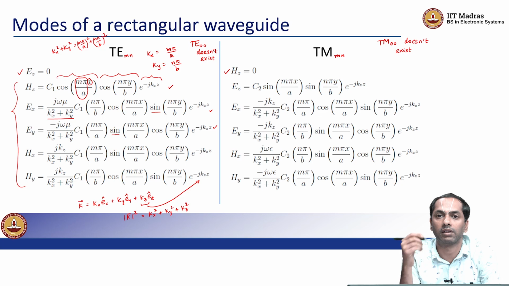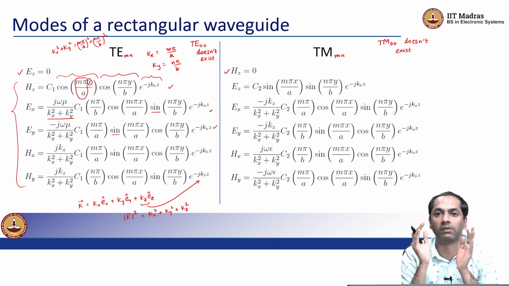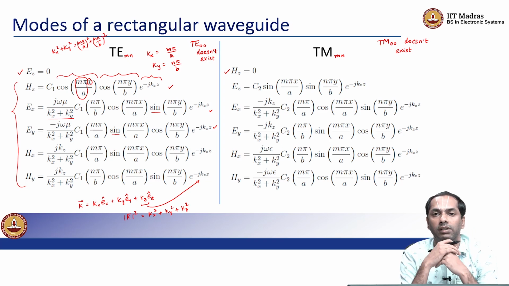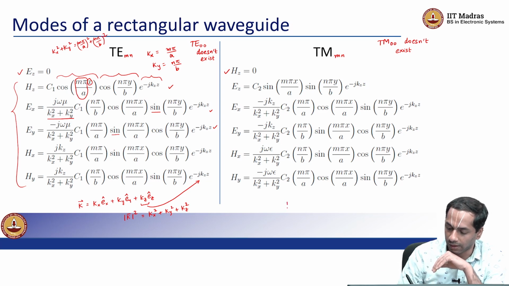So this is to say that I cannot have a plane wave equivalent solution like we did for the parallel plate waveguide of a plane wave going at grazing incidence, satisfying the boundary conditions. I cannot have such a solution for a rectangular waveguide. The moment I cap the parallel plate waveguides in both x and y, I no longer can have the TEM mode. So this is also to say that TEM mode does not exist for the rectangular waveguide.